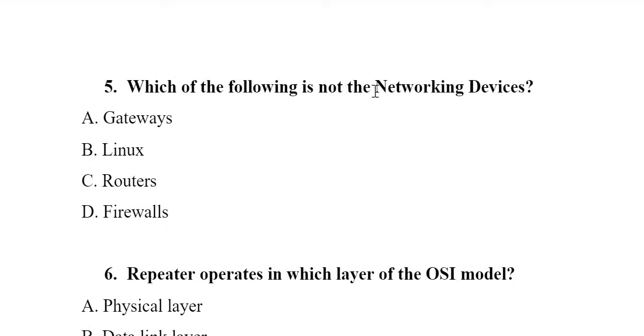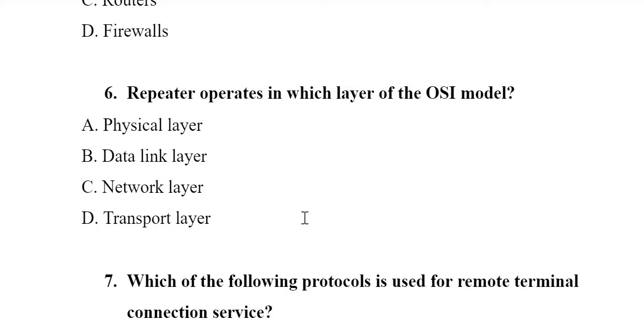Next is, which of the following is not a network device? I uploaded a video today on network devices. There we studied gateways, Linux, routers and firewalls. Gateways, routers and firewalls are devices, whereas Linux is an operating system. So our correct answer is Linux. Next is, repeater operates in which layer of the OSI model? As I explained in the previous video, a repeater is a physical layer device. So it operates on the physical layer.